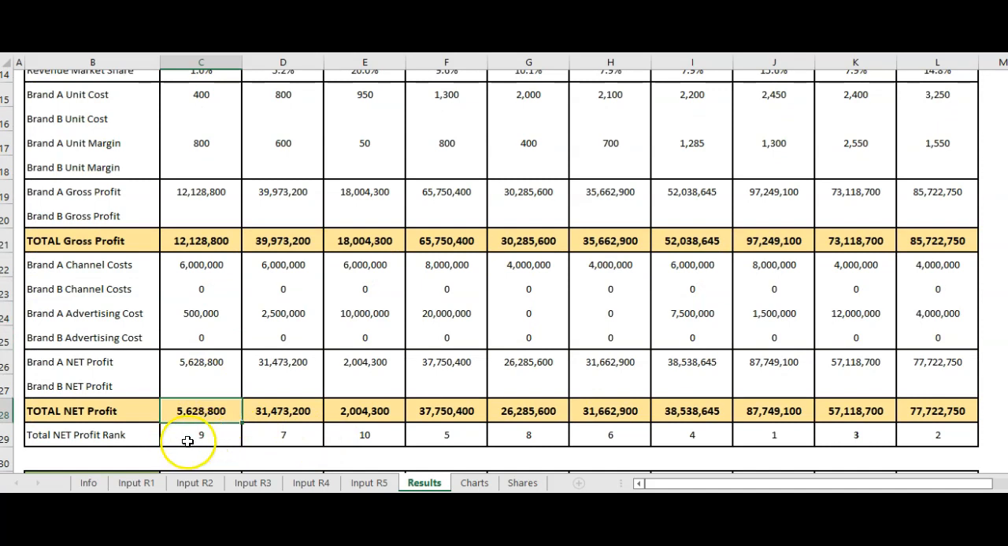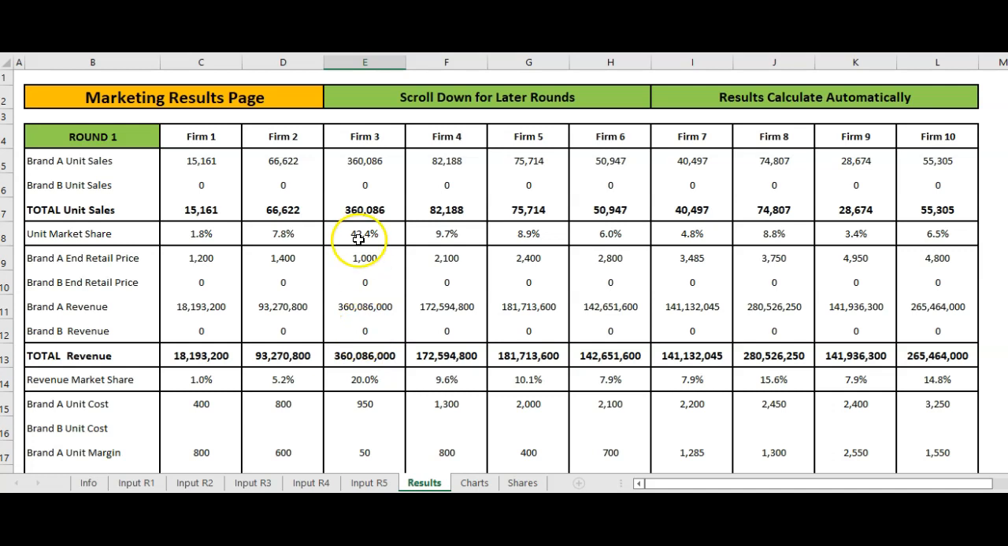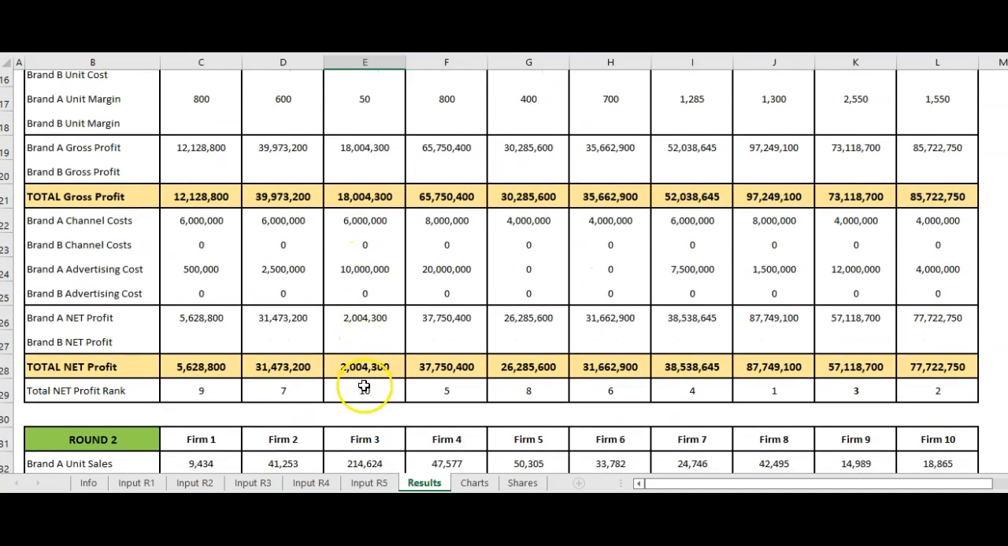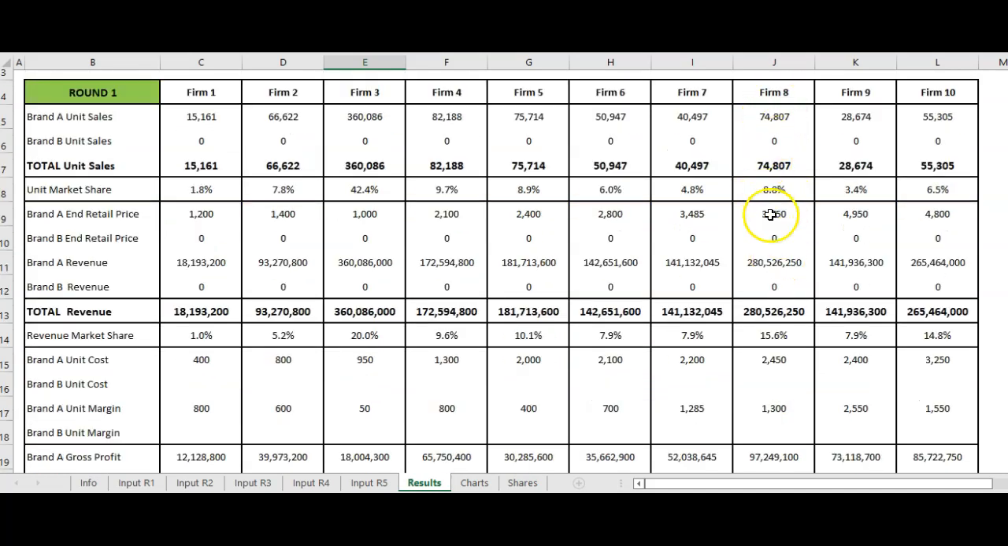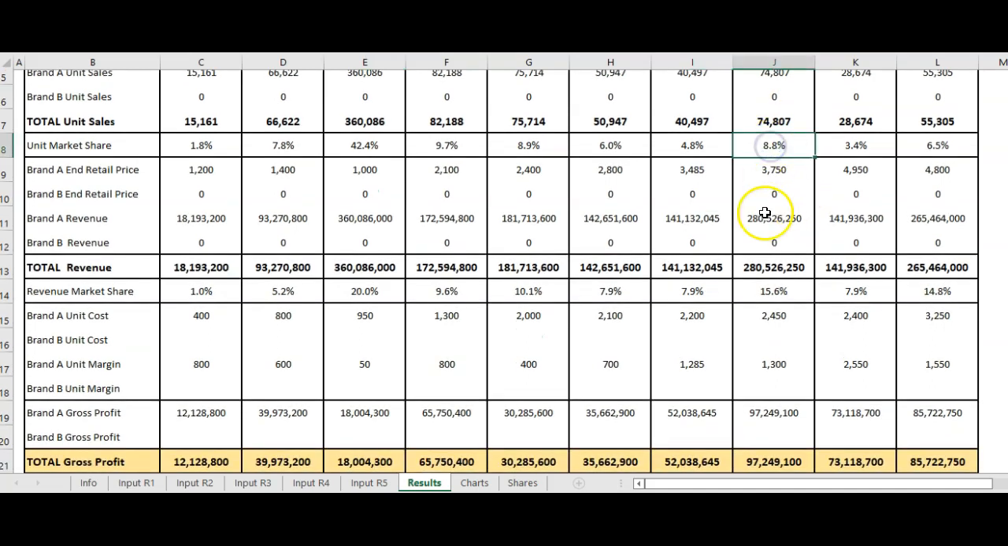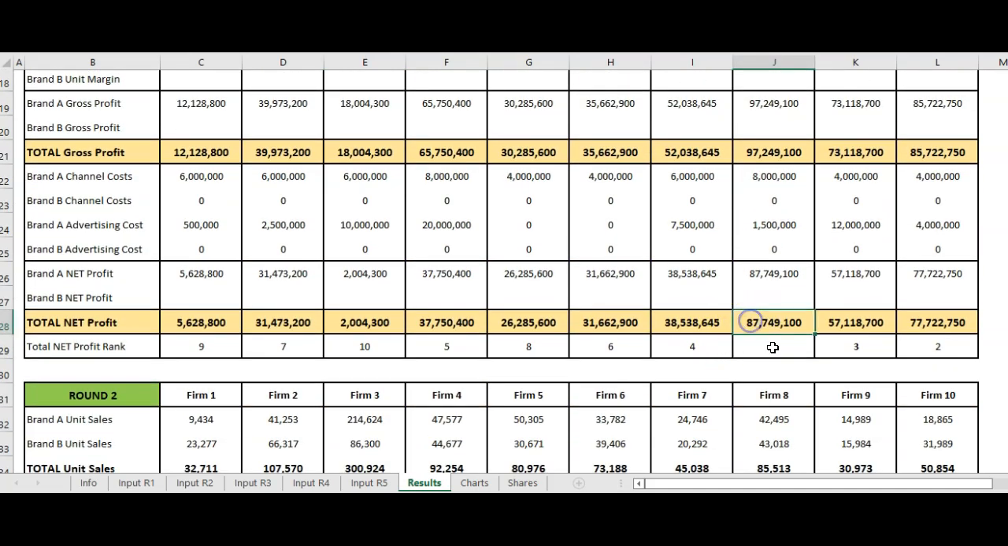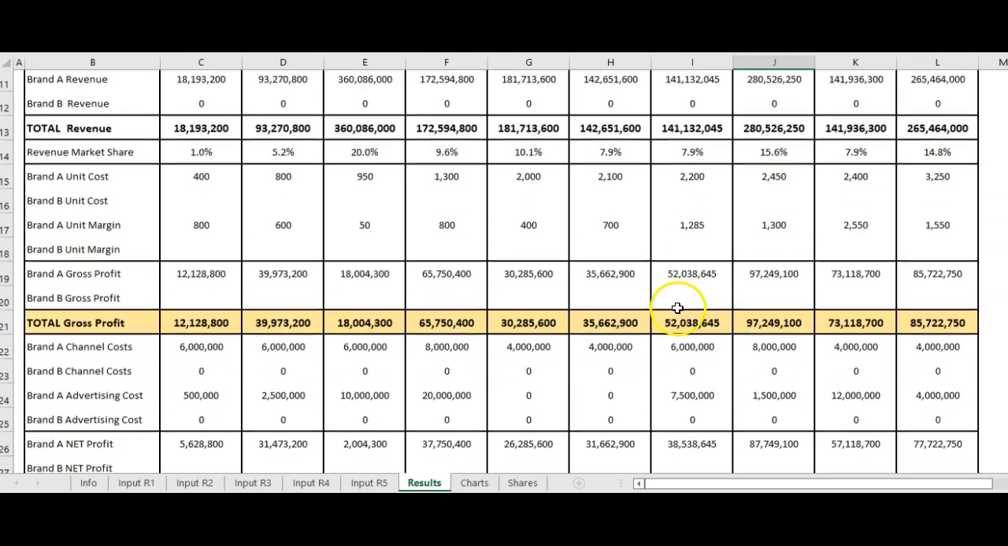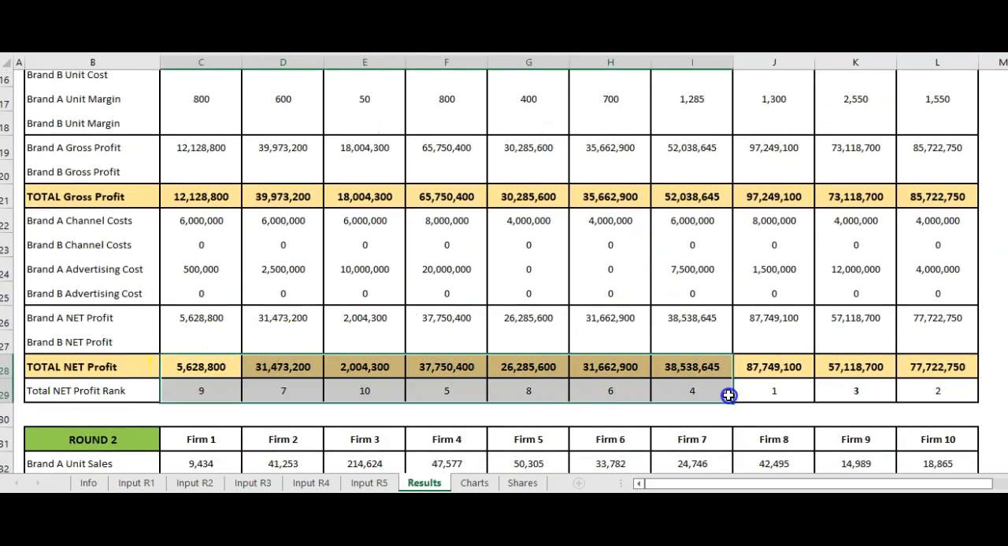So you can see underneath there's a ranking. Firm 1 finished second last. They finished 9 out of 10. Our firm 3, who had an amazing 42% market share, finished last in terms of profitability. And the leading company at this time is firm 8. They had 8.8% market share, but they managed to make 87 million points, which is 10 million clear of team 2. Okay, so our key number we're looking for is this one here. What is our net profit from both brands? So our ranking, you guys want to be number 1, 2, or 3 generally.